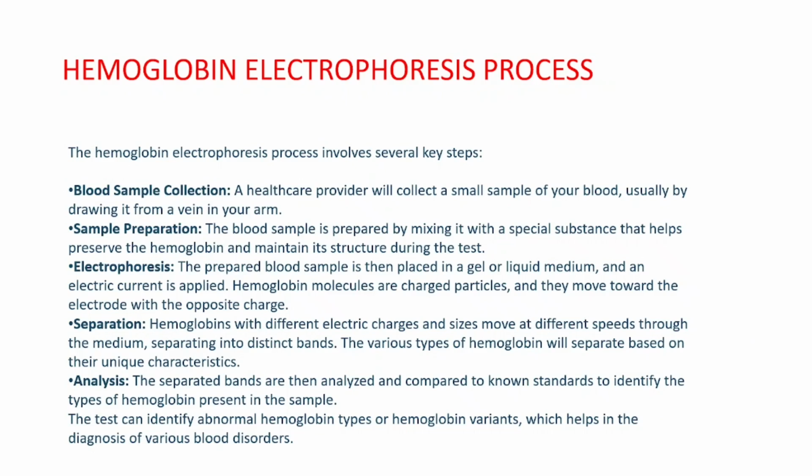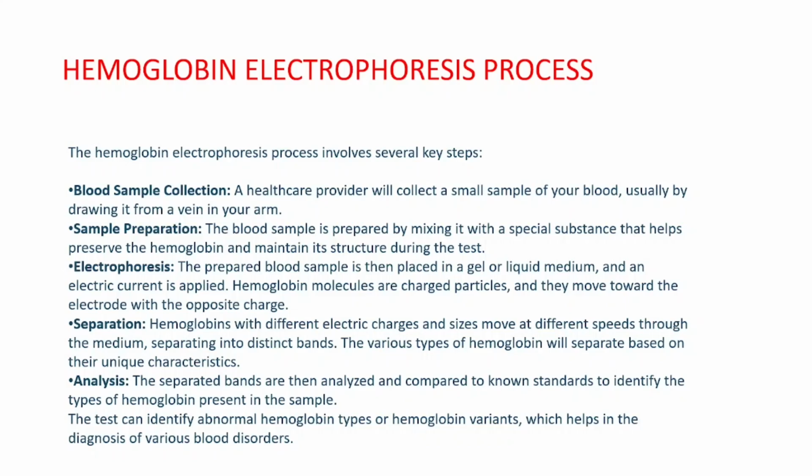Now we can discuss the process, how it's done. Of course, we need a blood sample. For hemoglobin electrophoresis, we use an EDTA anticoagulated venous blood sample. After taking the sample, we have to mix it properly to preserve the hemoglobin and maintain its structure during the test. The prepared sample is then placed in a gel or liquid medium, and we apply an electric current.